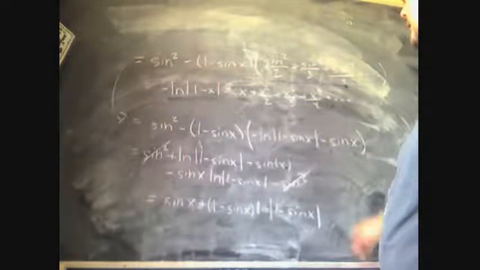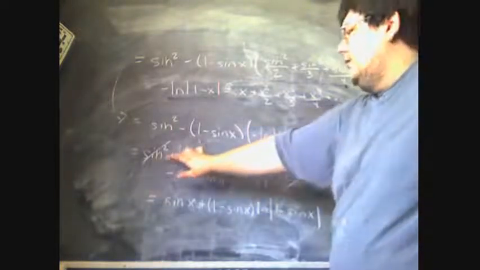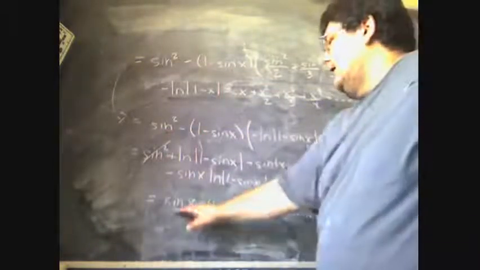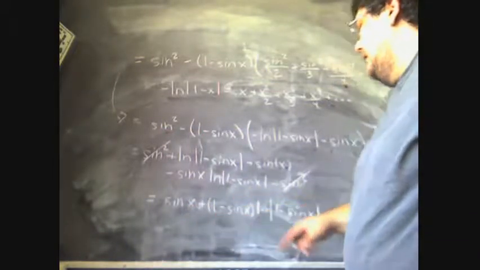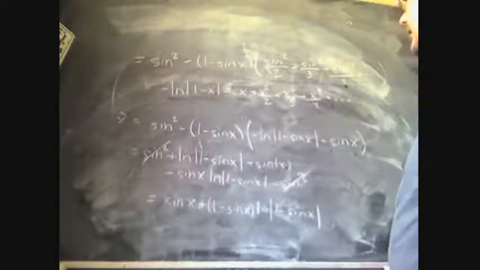So, therefore refactoring out these terms, our sine squared term will cancel from up here. So what we're left with is just sine of x plus 1 minus sine of x times the natural log of 1 minus sine of x.